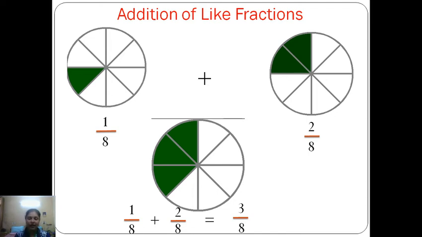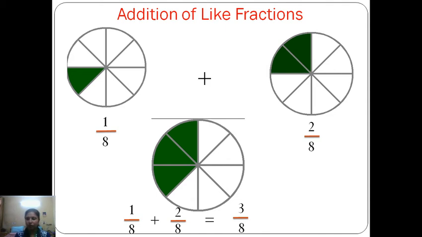So when we added them, we wrote the addition of numerators, that is 1 plus 2 is 3, and the denominator once. We didn't add the denominator, we wrote the denominator once and we added the numerator. So 1 plus 2 is nothing but 3 and 8 will be written as denominator. So how do we add like fractions? We just add the numerator and keep the denominator as it is. I hope now you will be able to add like fractions.